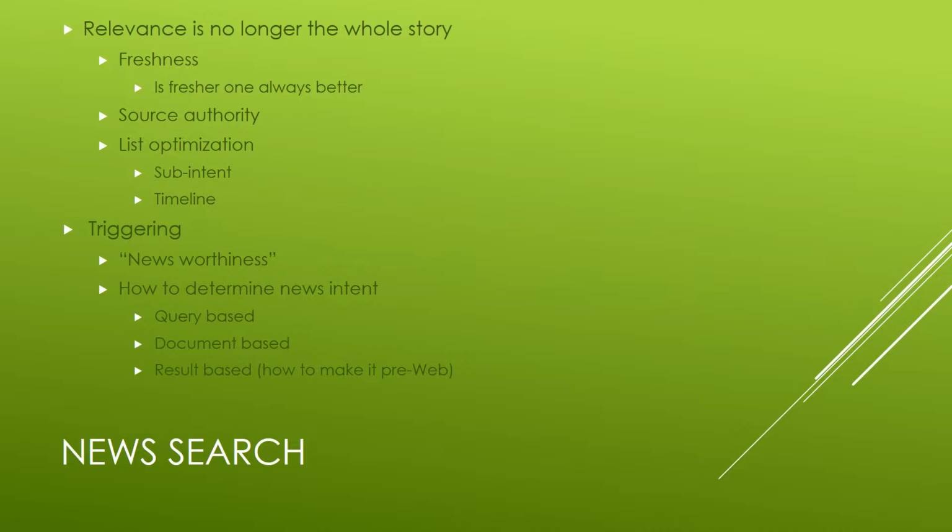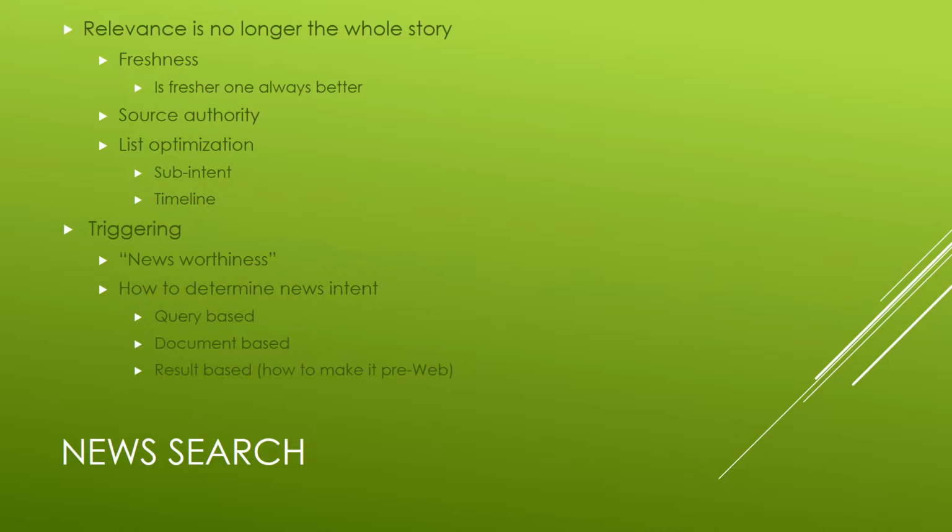For news search, relevance is no longer the only story. We have to take freshness into consideration. We have to take source authority, which is very subjective, into consideration. So the core of news search is really to get the supervision right. How do we compromise relevance, freshness, and source authority in our supervision, in our labeling system? That's still an open question, and I encourage you to think about it.